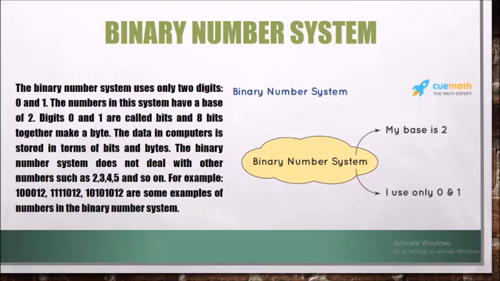Think of the switches in your house. They are either 0 or 1. 0 means off and 1 means on. The numbers in this system have a base of 2. Digits 0 and 1 are called bits, and 8 bits together make a byte. So if I ask you, how many bits are there in 1 byte? There are 8. Okay? The data in computers is stored in terms of bits and bytes.